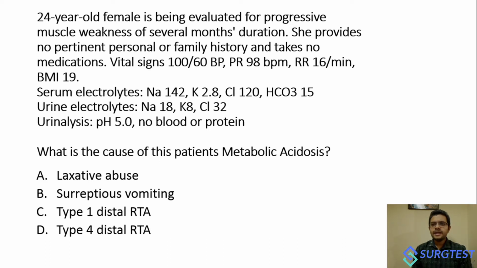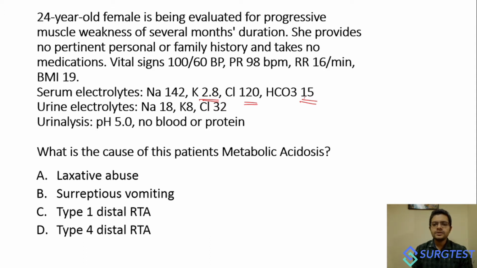A 24-year-old female is being evaluated for progressive muscle weakness of several months duration. She provides no pertinent personal or family history and takes no medications. Her vital signs are BP 100/60, pulse rate of 98, respiratory rate of 16 and BMI of 19. Serum electrolytes are sodium 142, potassium 2.8, chloride 120, bicarbonate 15. We'll notice that bicarbonate 15 and potassium 2.8 are two values that are really off, and chloride is slightly high. And urine electrolytes are sodium 18, potassium 8 and chloride of 32.